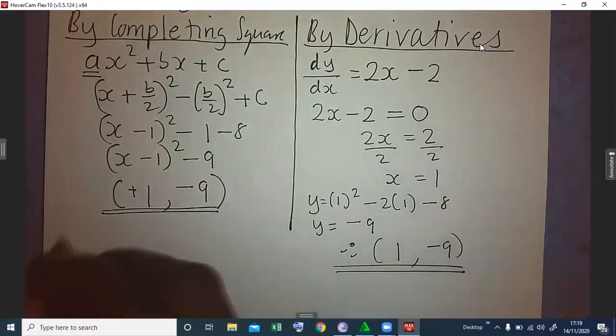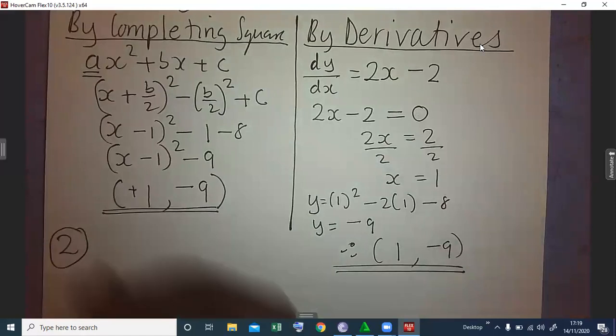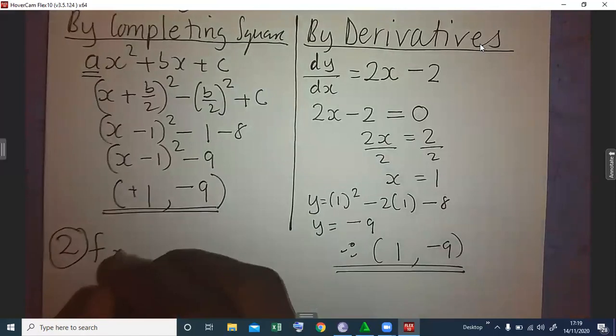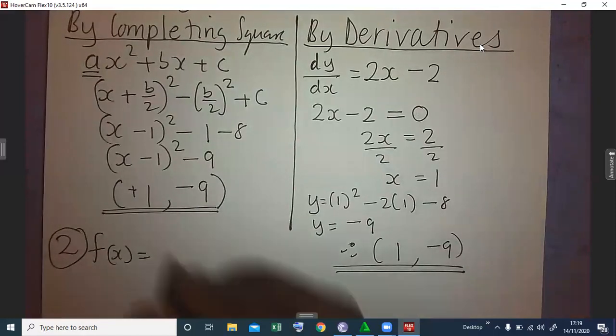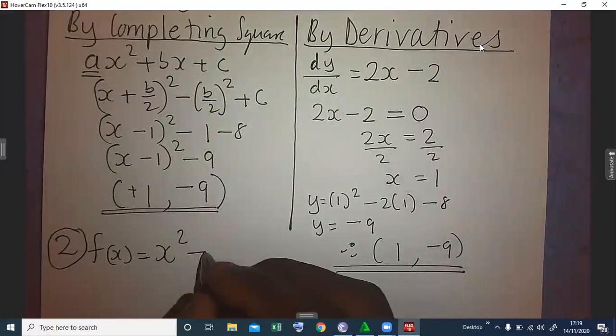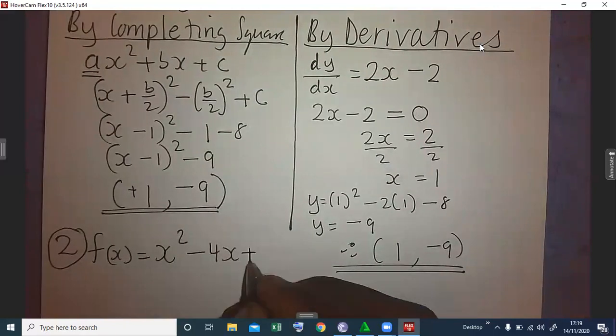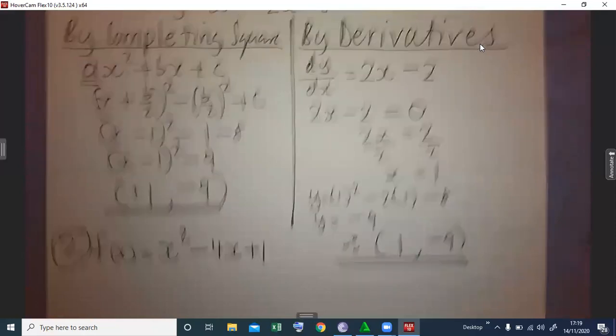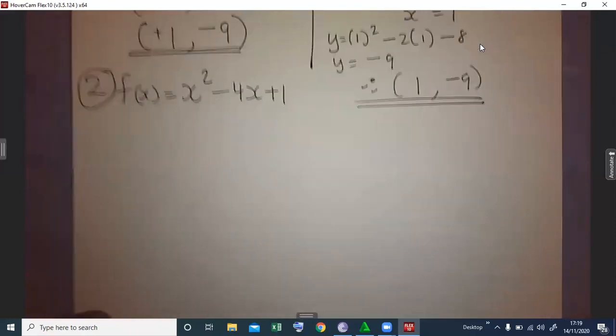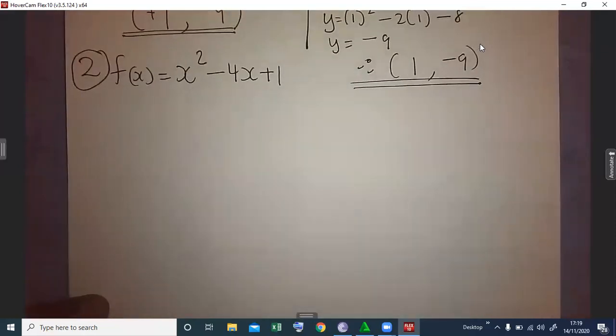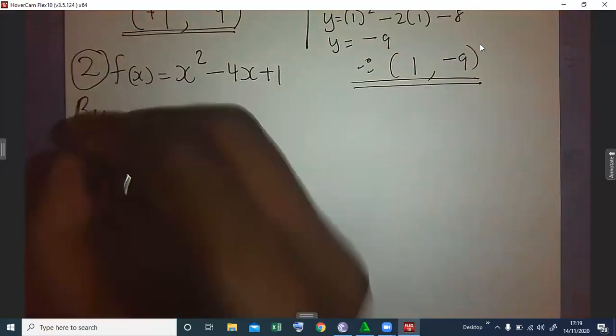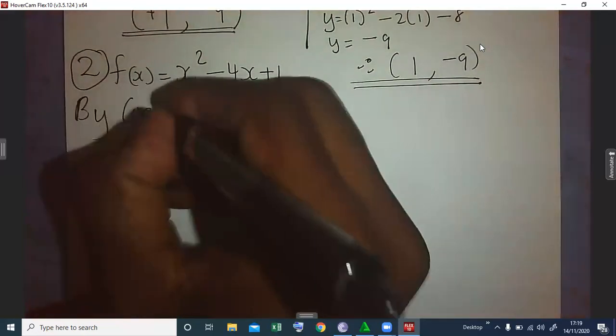Let's see a second example on the same quadratic. f(x) is equal to x squared minus 4x plus 1. So first I will use completing the square. So I start by completing the square.